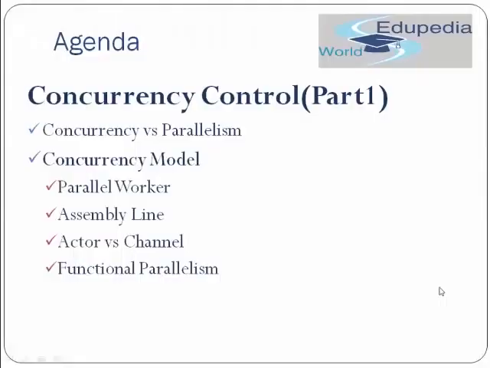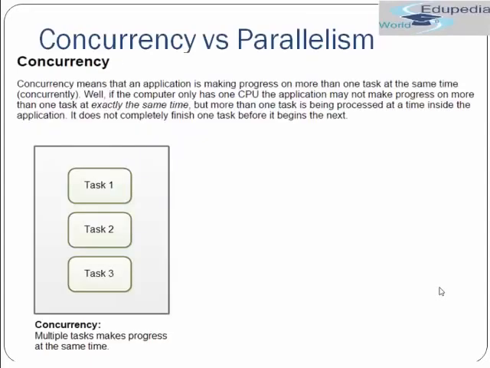Well, in this tutorial we study concurrency control. This is part 1 of the tutorial on concurrency control. We'll cover two important topics. One is concurrency versus parallelism. The other is a few of the concurrency models. We'll cover parallel worker, assembly line, actor versus channel and functional parallelism. Now let's begin. Concurrency versus parallelism.